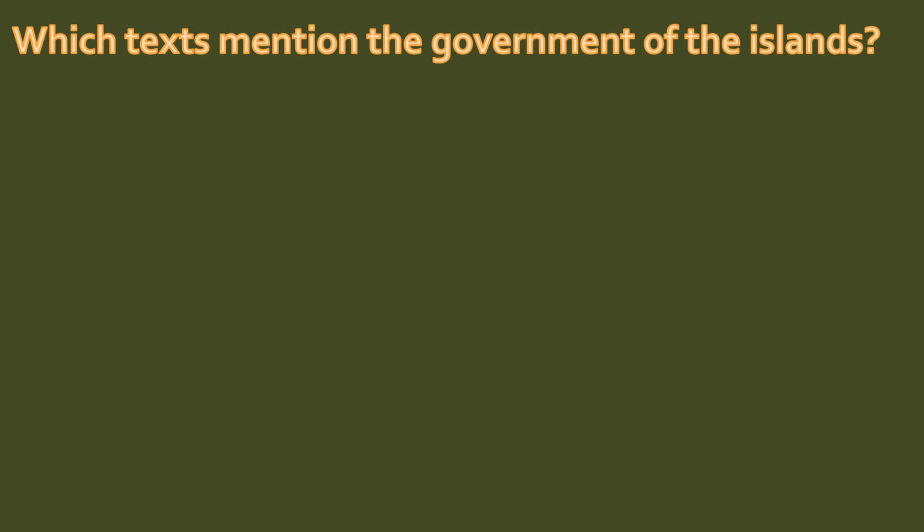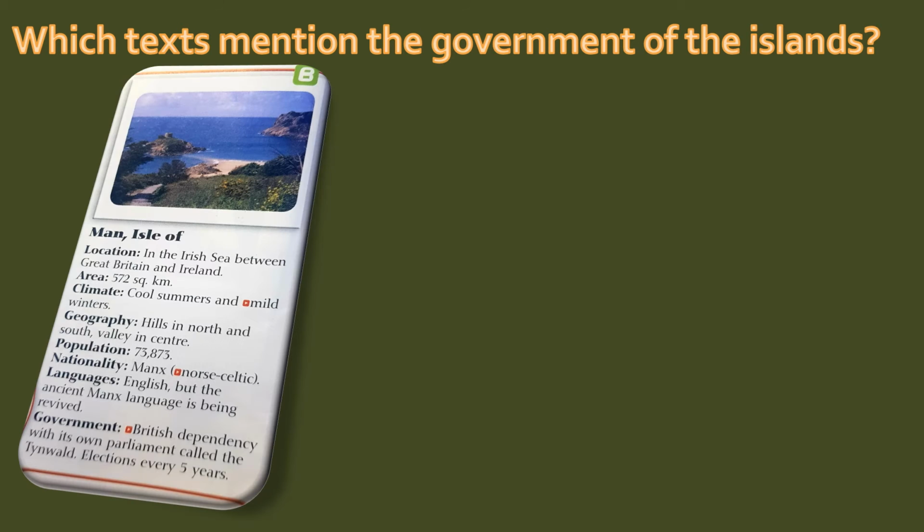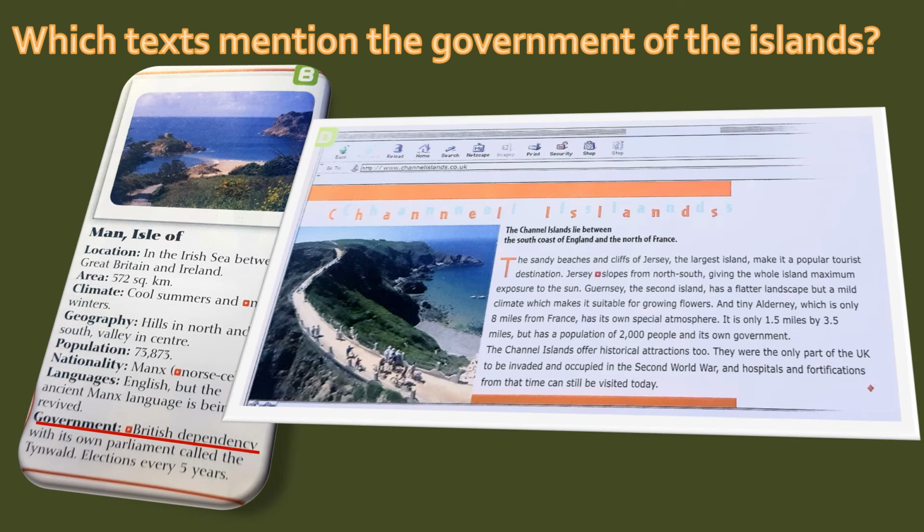And the last question. Which texts mention the government of the islands? This information we can find in text B about Isle of Man. And in text D we can read that there is its own government on the Channel Islands.